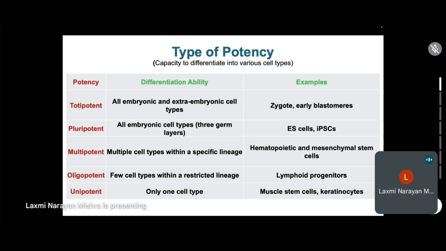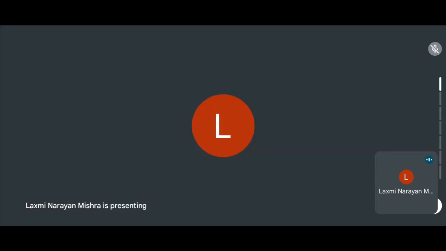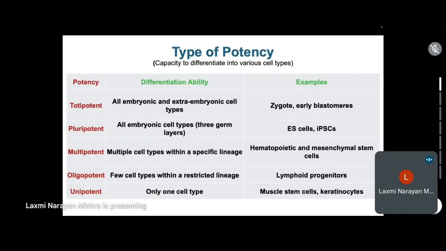For example, totipotency, where the differentiation ability is that they can generate all embryonic and extra embryonic cell types. Extra embryonic cell types give rise to the placenta, which most of us know. If we have studied biology, we know that extra embryonic membranes give rise to the placenta. A totipotent example is the zygote, when there is fertilization of an egg by a sperm, and also the early blastomeres, the cells from the zygote. These are totipotent, meaning they have the capacity to form the complete body of an animal.